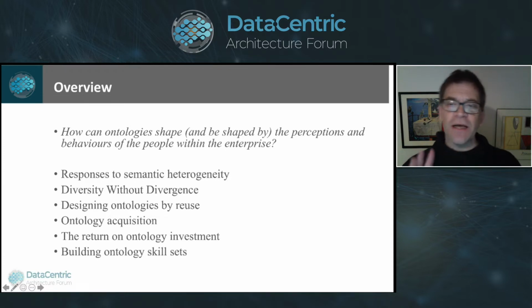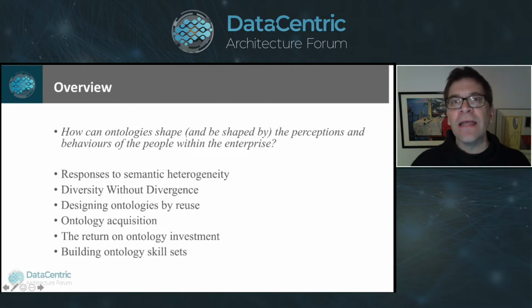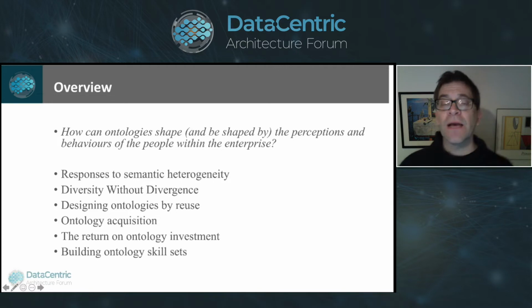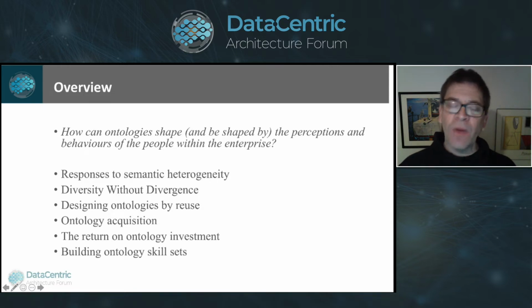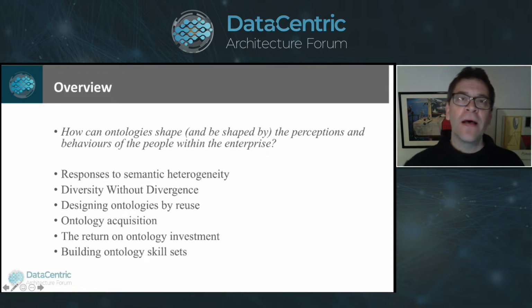And I'll pitch a slogan that I often use, this idea of diversity without divergence, how ontologies can help support this kind of interoperability in a very different way than we've seen in the past. Now, this will rely on a couple of other techniques. First of all, how we can design ontologies by reusing. Very often people are building ontologies in isolation and without thinking about reuse and shareability. But also, how do we acquire these ontologies in the first place? And what kind of techniques can we use to support a more efficient design of ontologies?